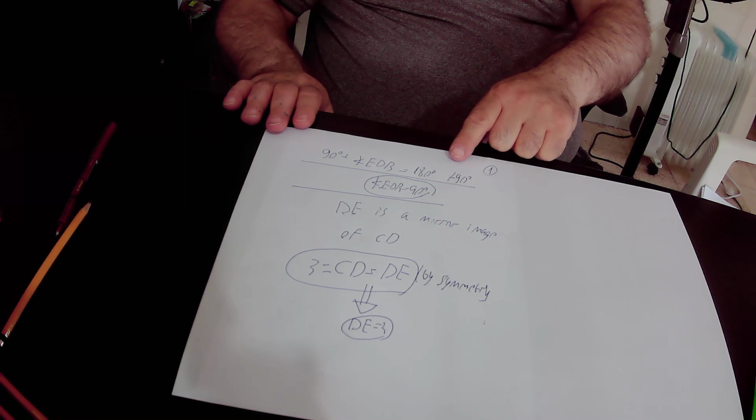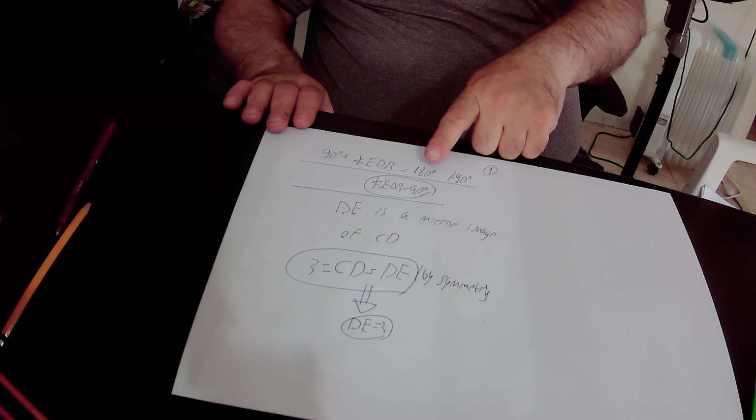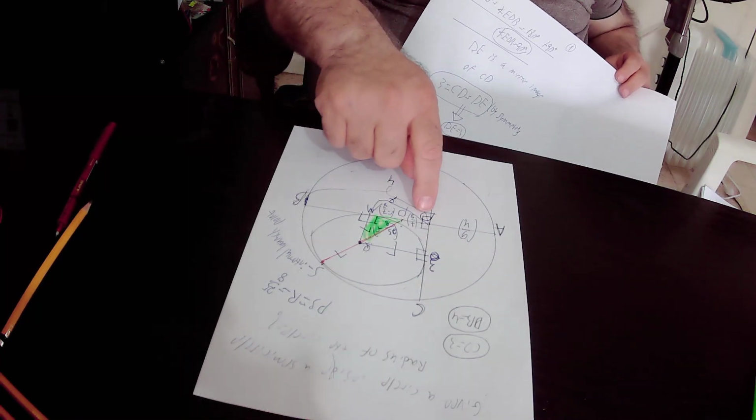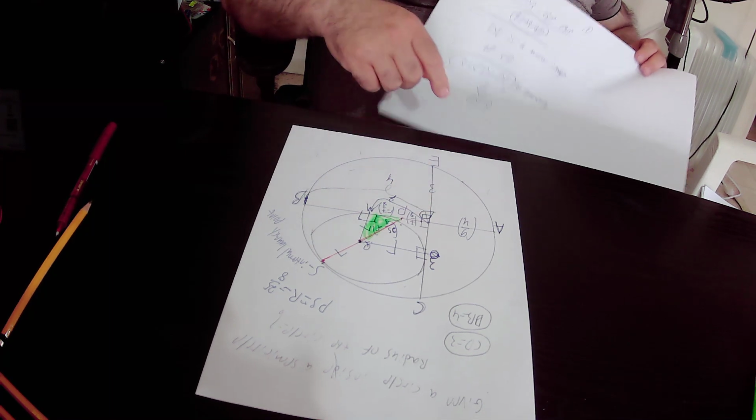Okay, we subtracted 90 degrees from this equation, and we found out that this angle EDB is equal to 90 degrees. So this angle EDB equals 90 degrees.